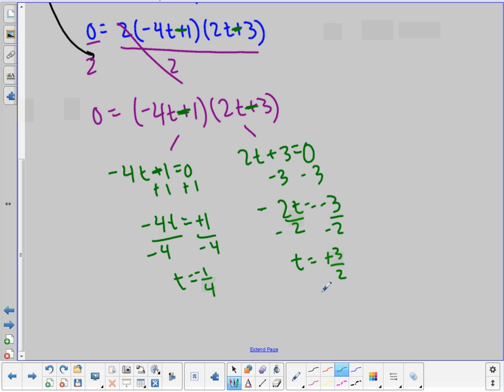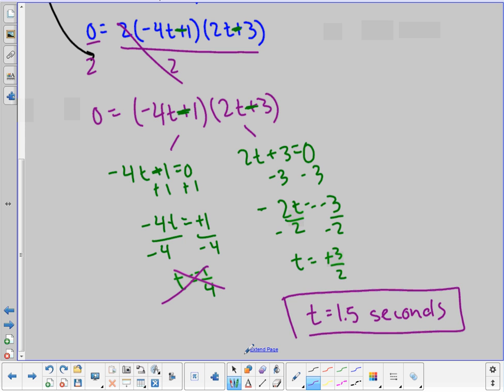And I know that I can't have a negative time. I'm talking about time here. So my negative time is out. That's t equaling 3/2, which is really just 1.5 seconds. And that is my solution.